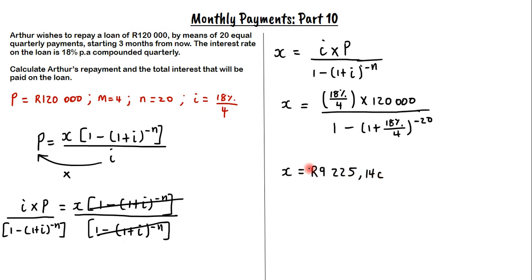Now you see how easy this one is. I always like to do this because you just get to write your final answer once. But that's it for this one.